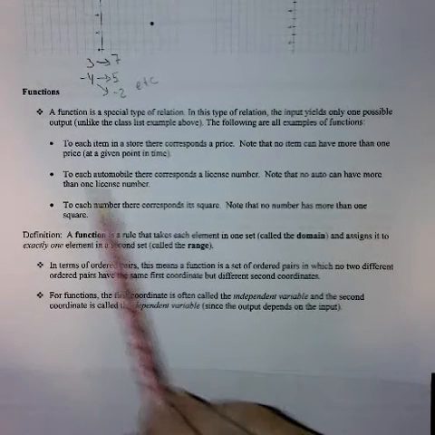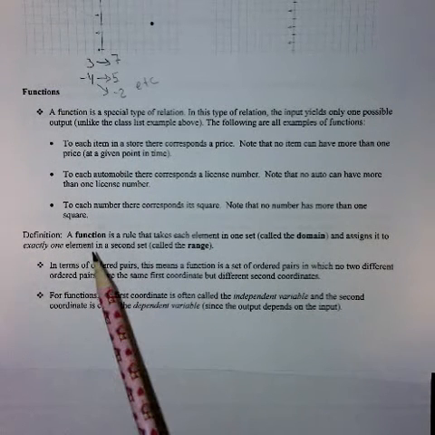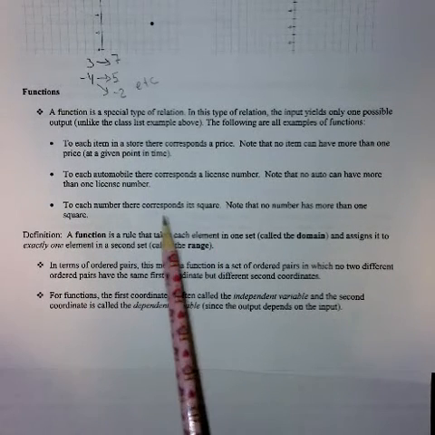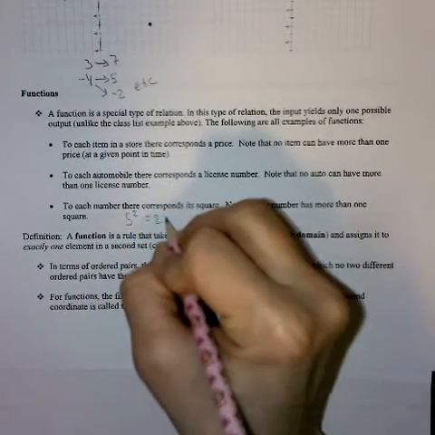To each automobile, there corresponds a license number. It would be confusing if they had more than one license number, right? To each number, there corresponds its square. So, when you square 5, you get 25 every time.